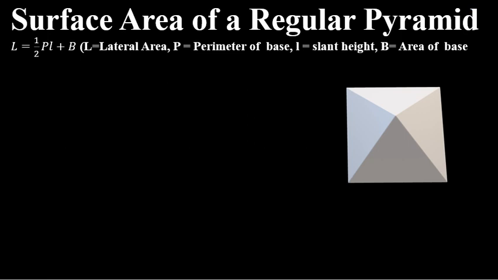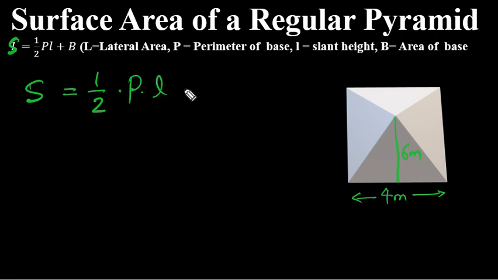Now let's say the slant height is 6 meters, and one side is 4 meters. How will you find the surface area? To find the surface area, let me use S as a symbol, so as not to confuse lateral and surface area. Capital S is equal to 1/2 times P times small l plus capital B. This is your surface area.